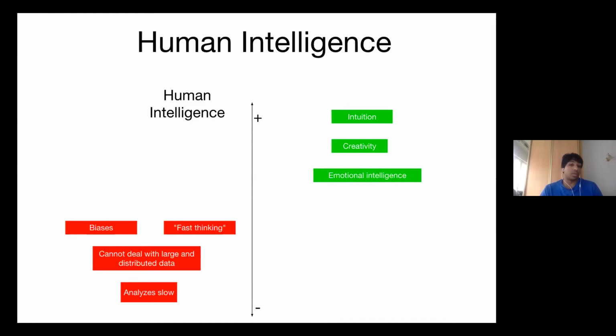We also cannot deal with large data, analyze slowly, and we also have biases, right? A great example is the recruitment process. Of course, you will say machines also have biases, but I will come back to that later. The recruitment process is one of the very biased environments, I would say. But there are many of those.